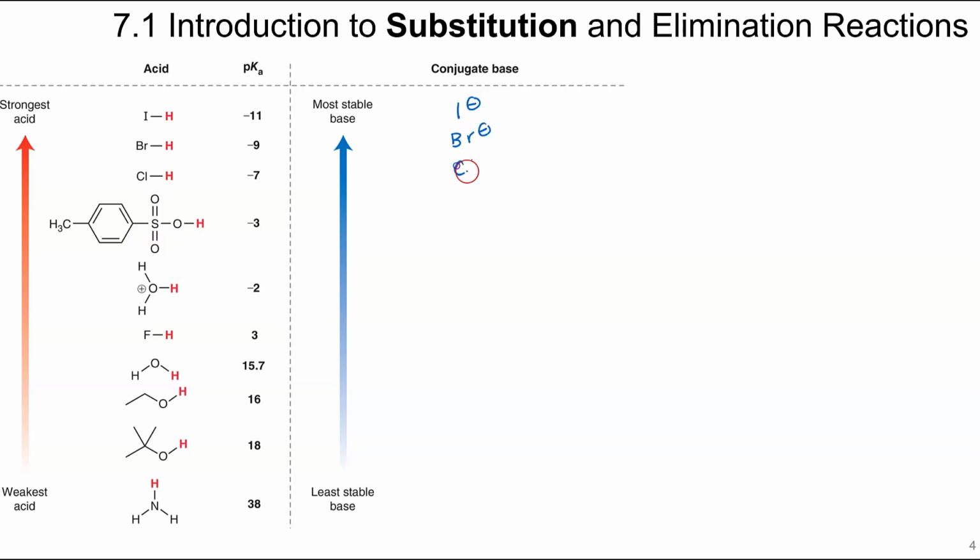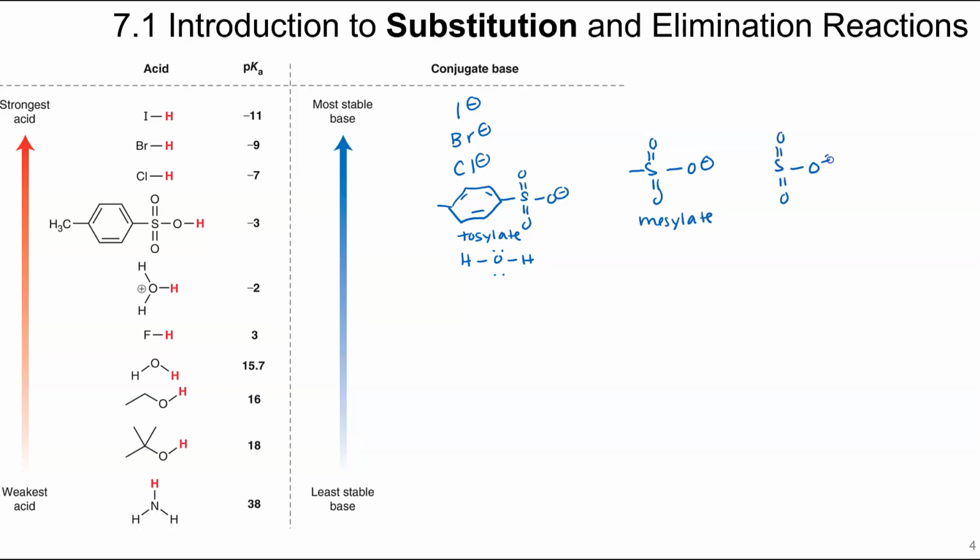Br-, Cl-, this sulfonate, and water is a good leaving group. We also have other sulfonate ions that can be leaving groups. This one here is called a tosylate. You can have a mesylate, and a triflate. This has CF3 instead of a CH3. This is a triflate. These are all good leaving groups.